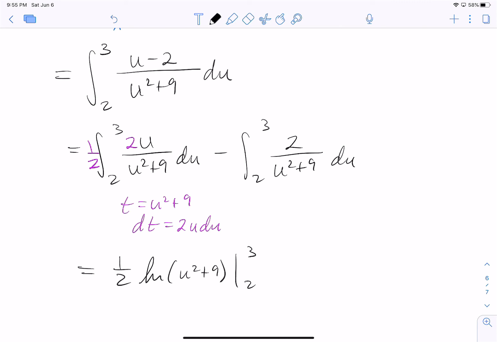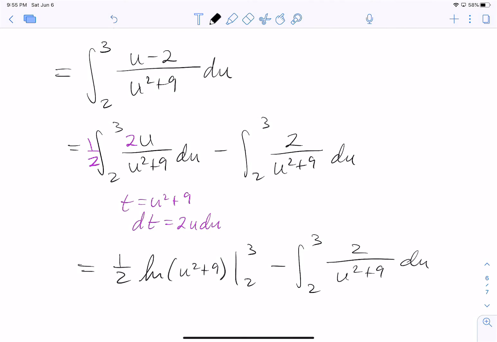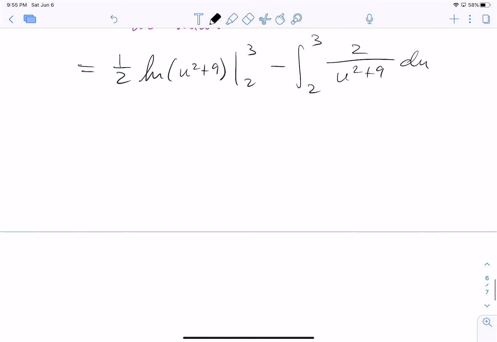The second one's going to take a little bit more work, so I'll just rewrite it. Minus the integral from 2 to 3 of 2 over u squared plus 9 du. If this integral had a denominator of u squared plus 1, with say a 2 in the numerator, that would integrate to an inverse tangent function. That would be kind of cool. We could make that happen if 9 were a 1. We are then going to divide by 9 in the numerator and denominator.